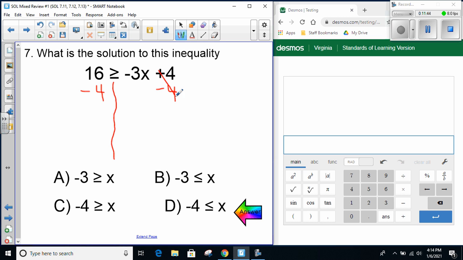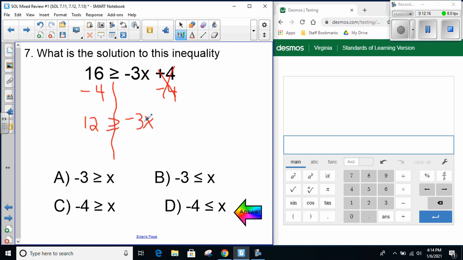4 minus 4 is 0, so these cancel out, and I'm left with just negative 3x on this right side. My symbol stays the same because I haven't multiplied or divided by any negatives, so I don't need to flip it yet. And on the left side, I have 16 minus 4, and that equals 12. This is a two-step inequality because I still need to do one more step to solve for x. x is still not by itself.